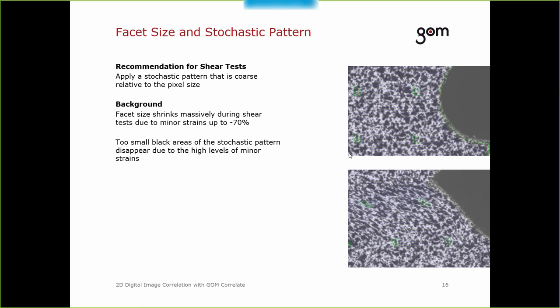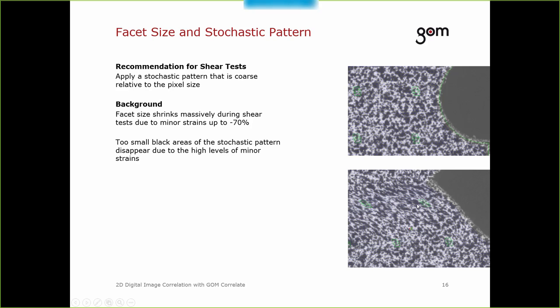We recommend for shear tests a more rough stochastic pattern. As a background, the facets shrink massively during the test, by up to 70%, due to the high compression of the pattern. Here you see an undeformed pattern, and here you see a deformed pattern, and you can also see that the facets get compressed and distorted throughout the test. In order to compensate for this, you can define the surface component in a pre-deformed stage.